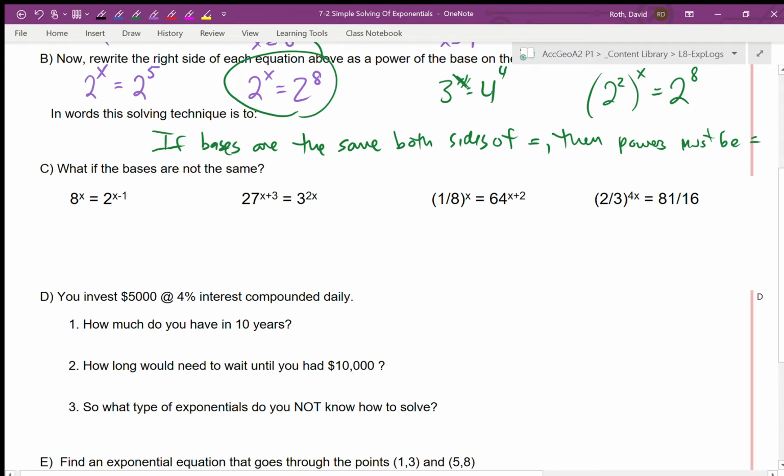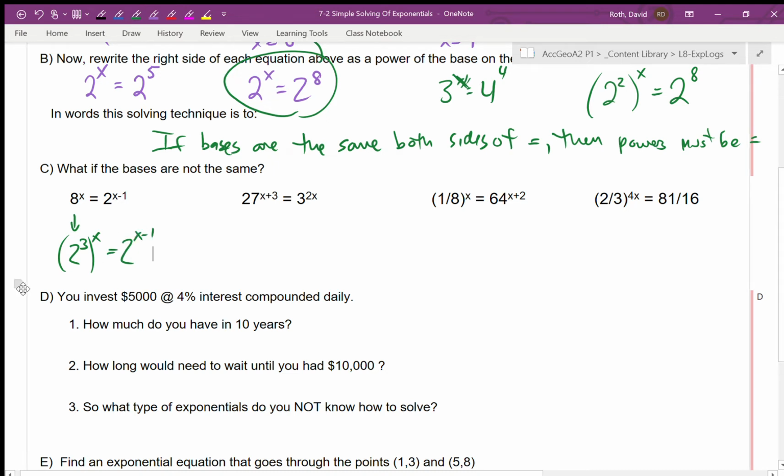Okay, what if the bases are not the same? Can you make the bases be the same here? And hopefully you say, oh yeah, I recognize 8. 8 is a power of 2 as well, so I can turn that 8 into 2 cubed. Now don't forget, I just turned the 8 into 2 cubed, so there's still the x there. And then I have 2 to the x minus 1.